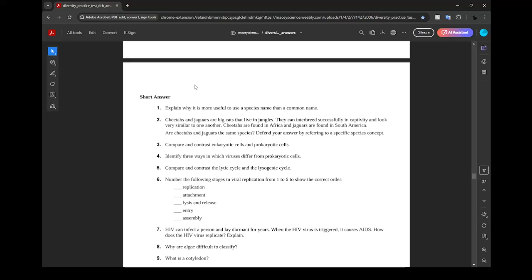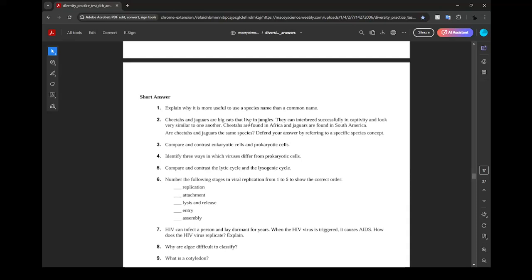A specific type of species has different genetic arrangements, meaning they could be more susceptible to a bacteria or more responsive to a vaccine or whatever. So it's much more useful to use a species name because it's very specific and we clearly know which one we're talking about. Easy. Cheetahs and jaguars are big cats, okay?